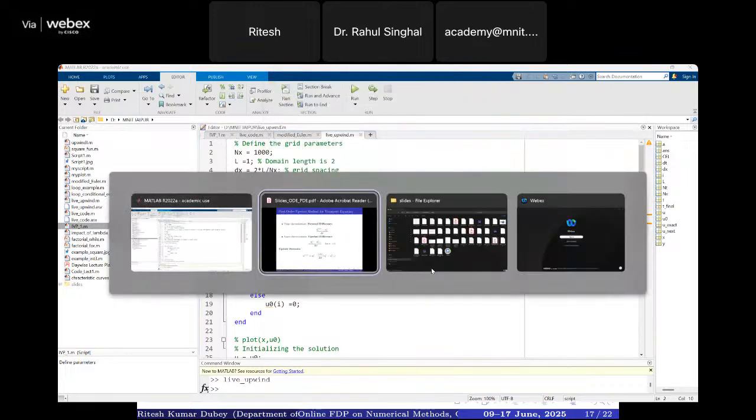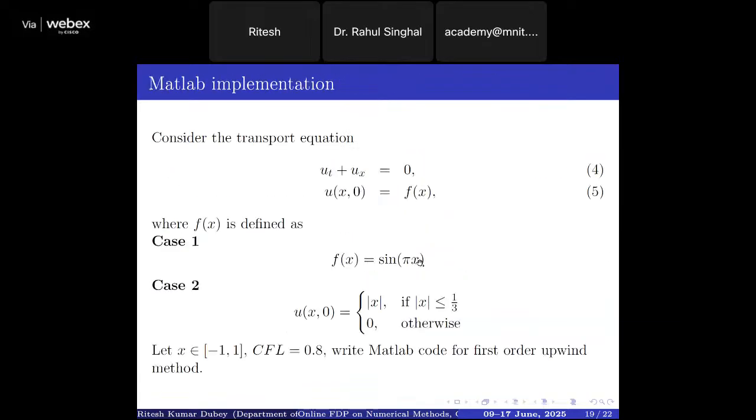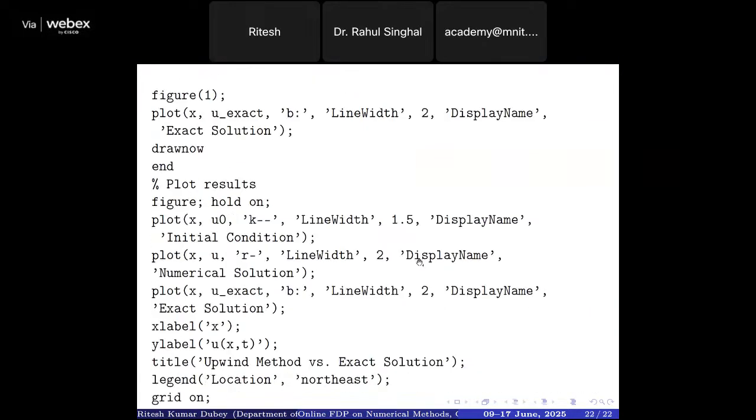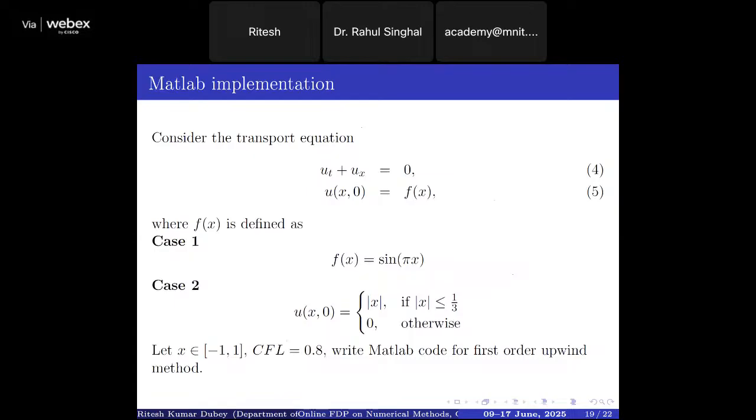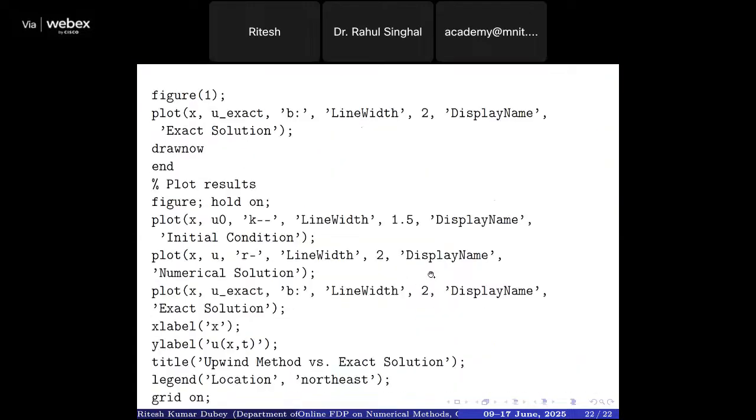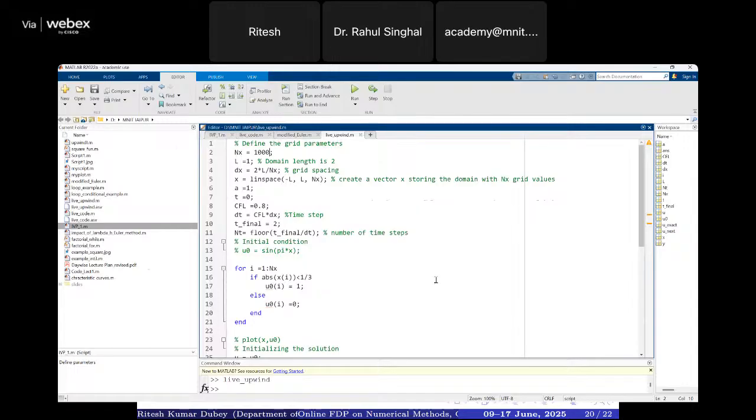So with this, I think in this slide the code is there. You can copy paste if you are using MATLAB, but the same code can be written in Python and C also. And with this, I think I am done for today.